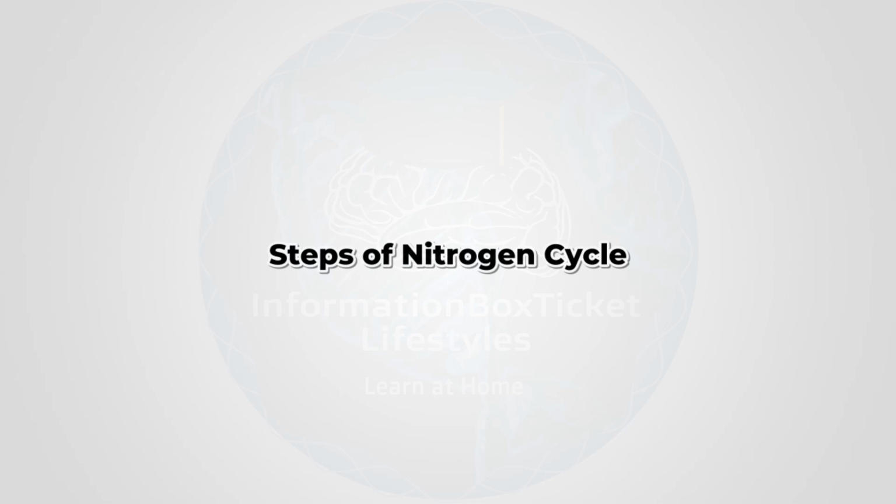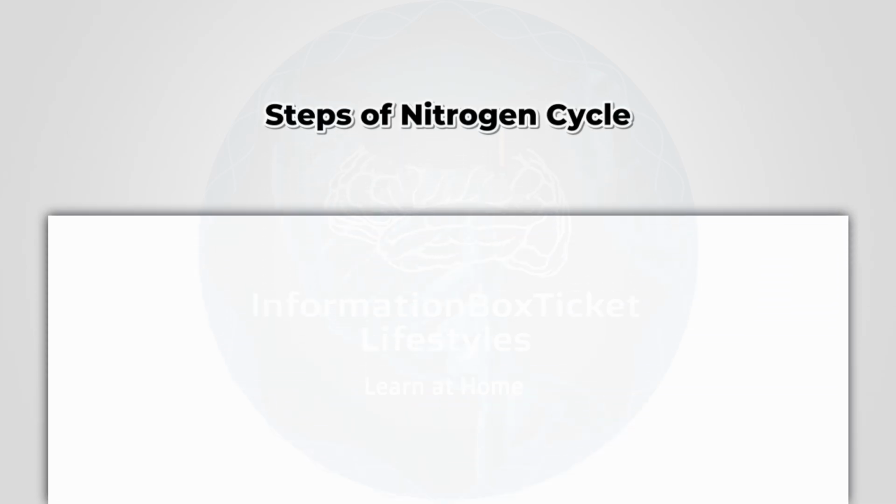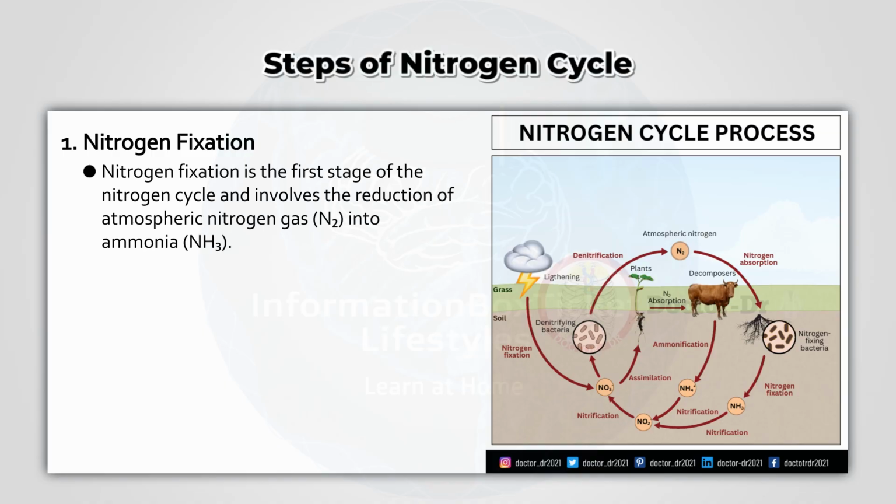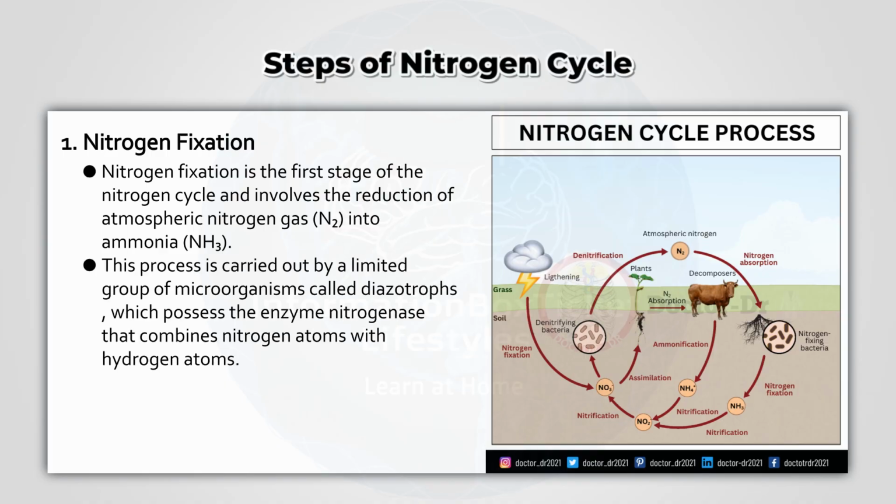Steps of nitrogen cycle. 1. Nitrogen fixation. Nitrogen fixation is the first stage of the nitrogen cycle and involves the reduction of atmospheric nitrogen gas into ammonia. This process is carried out by a limited group of microorganisms called diazotrophs, which possess the enzyme nitrogenase that combines nitrogen atoms with hydrogen atoms.